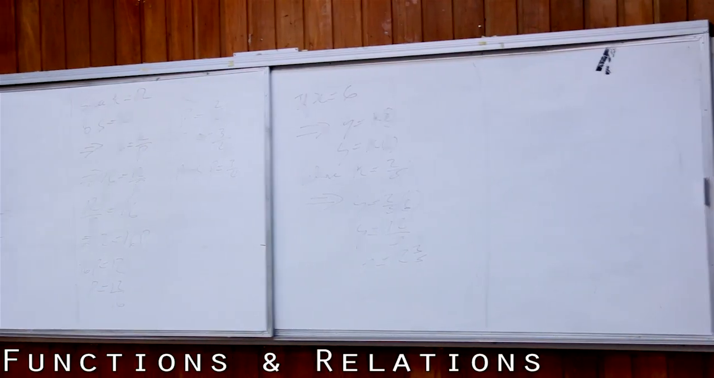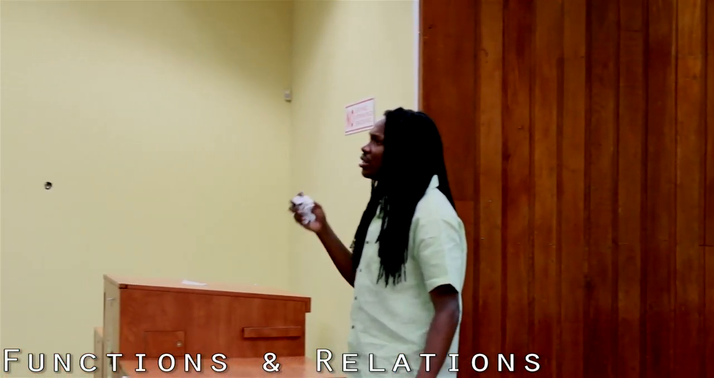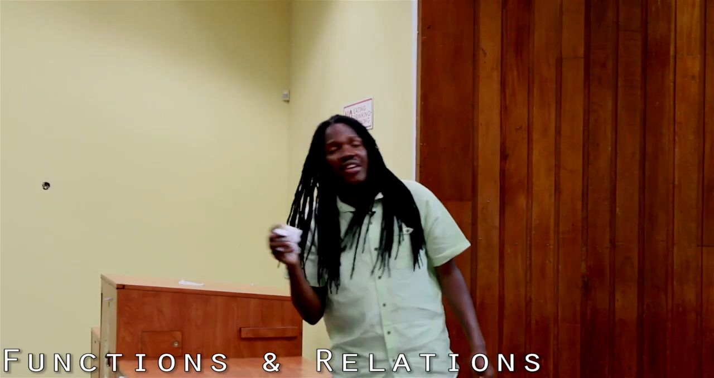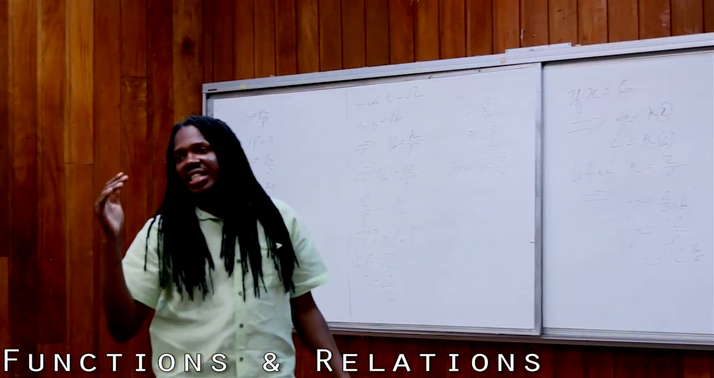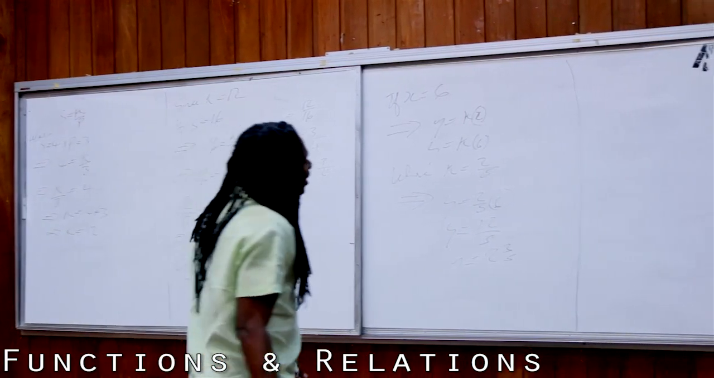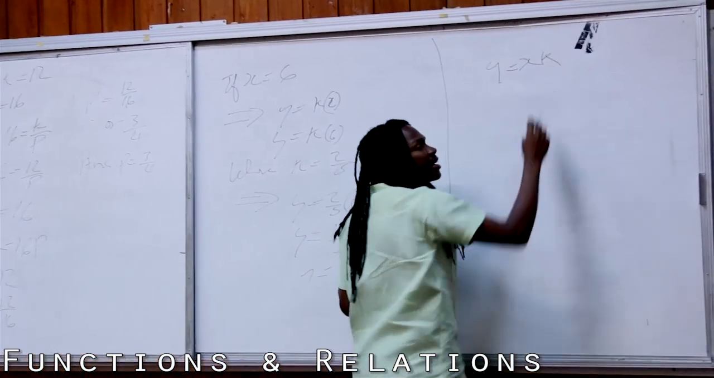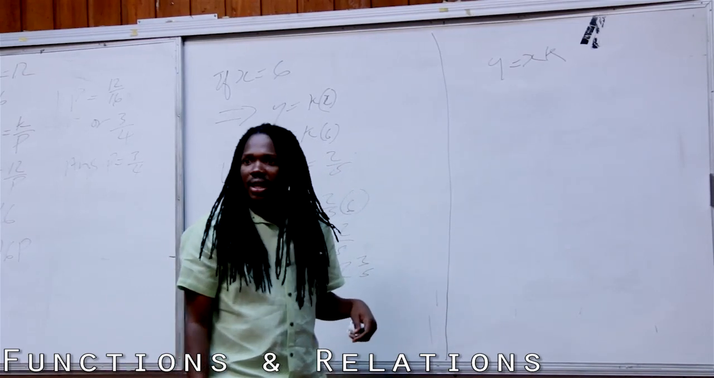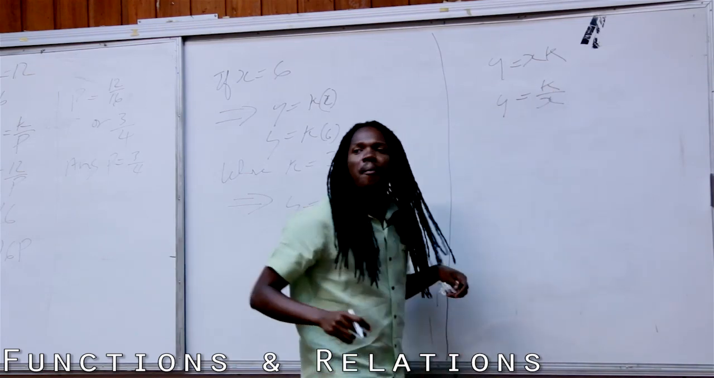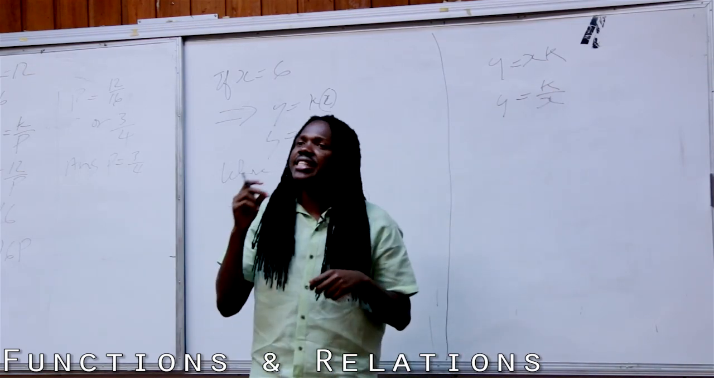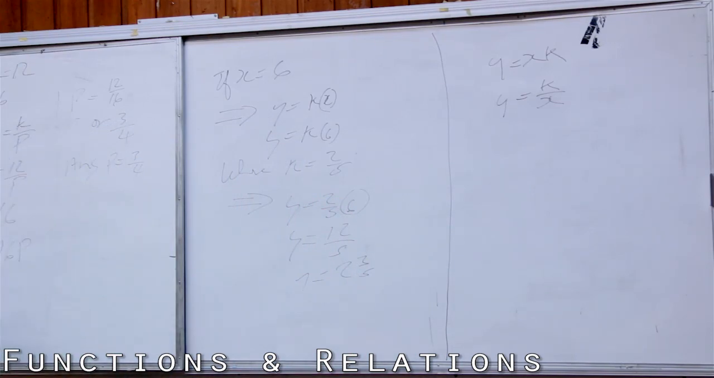When you have variation, you can vary directly or you can vary inversely. So you can have an inverse variation or a direct variation. Both of them have a formula to represent that variation. If it varies directly, then y equals kx. If it varies inversely, then y equals k over x. You understand that?